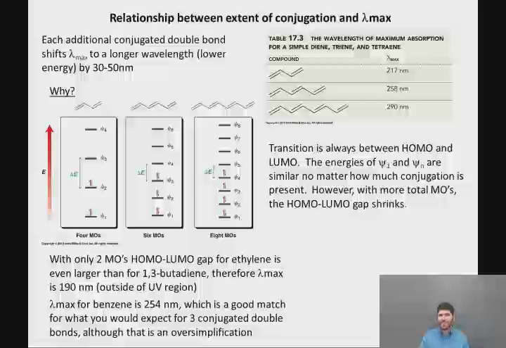In the next video, we will take this principle and extend it a little further and talk about why some organic molecules, a small percentage of organic molecules, are actually colored.